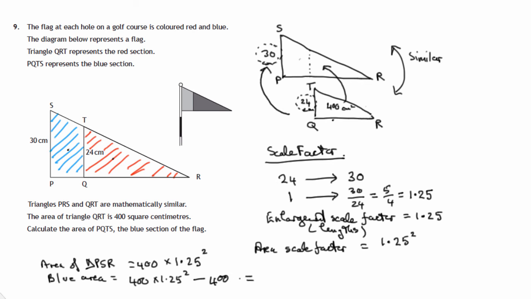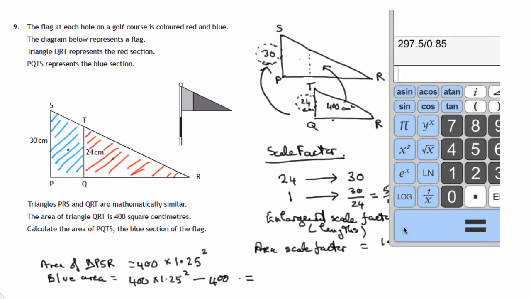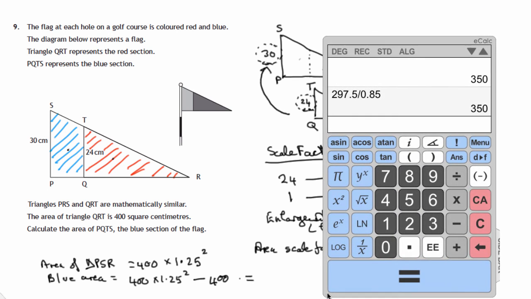Now, at this point, we can get our calculator to work this out. 400 times 1.25 squared minus the red area, 400, and that gives us 225 square centimetres.